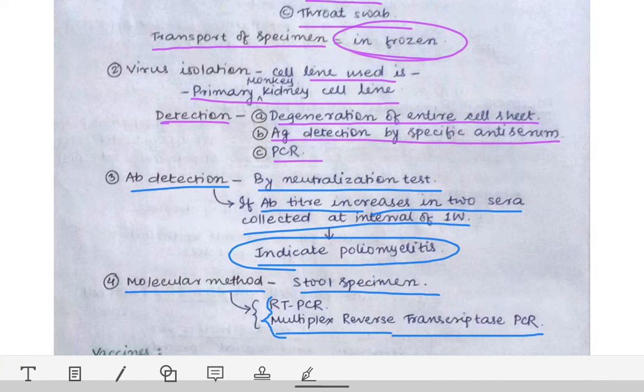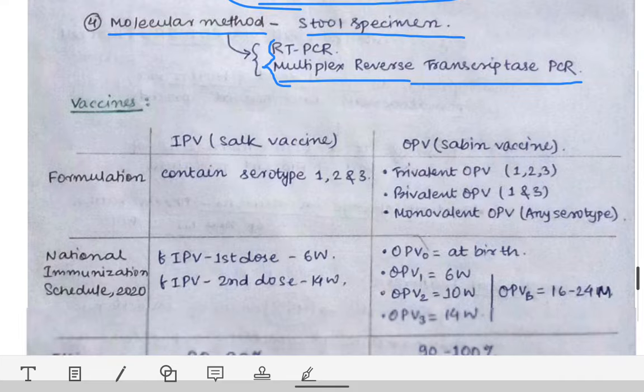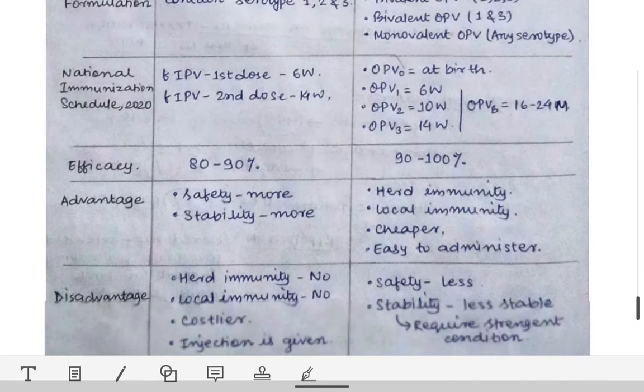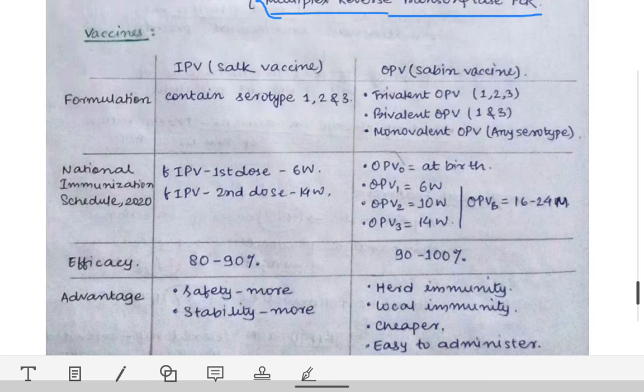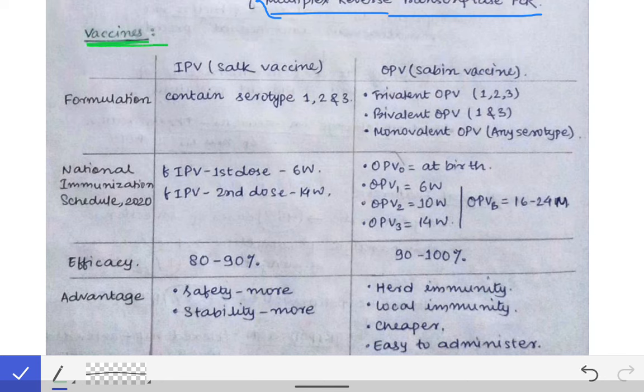Now coming to the vaccines that have been developed to prevent poliovirus infection, and via these vaccines it has been possible to eradicate the poliovirus. Two types of polio vaccines have been developed: the injectable poliovirus vaccine and the oral polio vaccine, IPV and OPV.